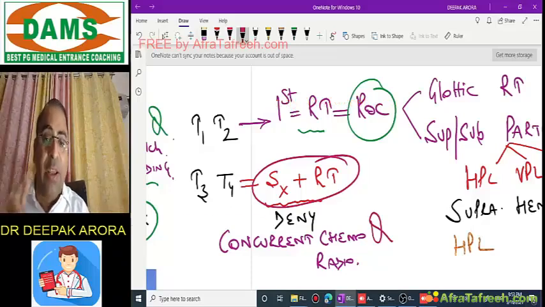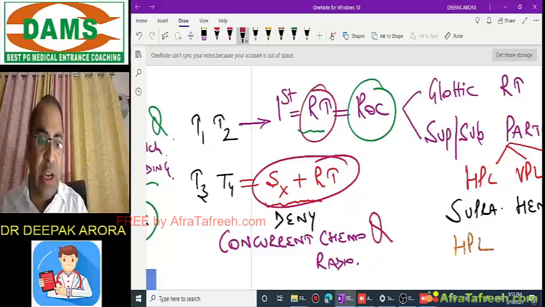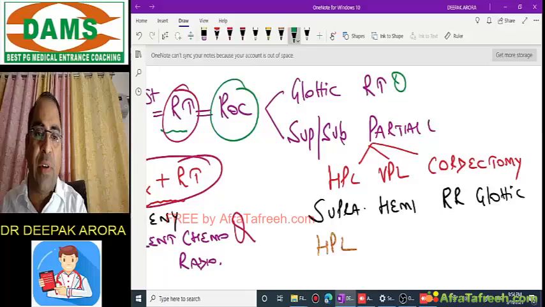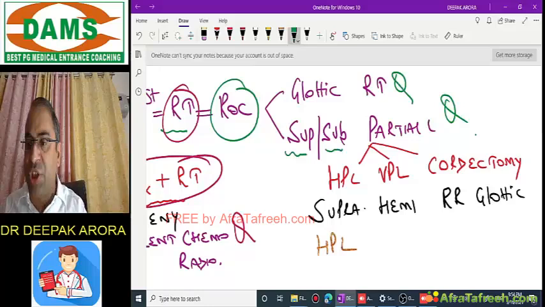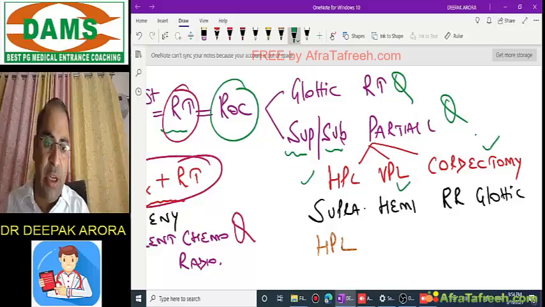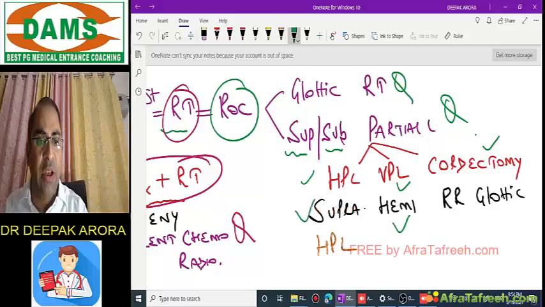Now coming back to T1, T2. Radiotherapy is the first line of treatment, but if the examiner asks you the treatment of choice, keyword: glottic tumors, radiotherapy; and supraglottic, subglottic tumors, partial laryngectomy. And how many types of partial? Horizontal, vertical, cordectomy. Horizontal is indicated for supraglottic tumors, vertical is indicated for hemilarynx tumor, and cordectomy is for radio-resistant glottic tumor.